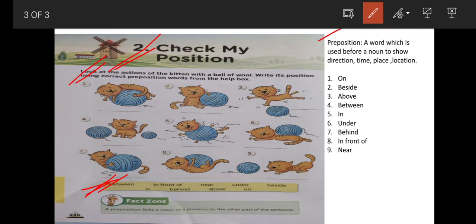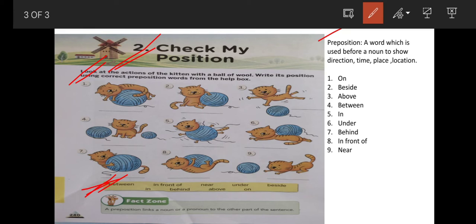Preposition is a word which is used before a noun to show direction, time, place, location. So we use preposition. Where do we use preposition? Before a noun. What do you mean by noun? Naming words are known as nouns. All are names of a person, place or thing. So we use preposition before a noun. Why do we use preposition? To show the direction, time, place, location, to show the position of a place.